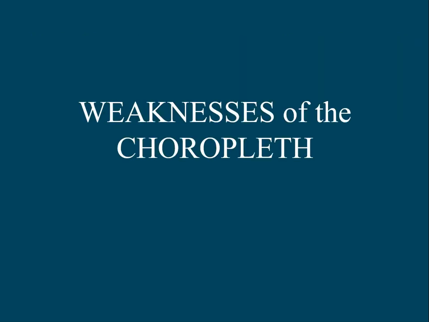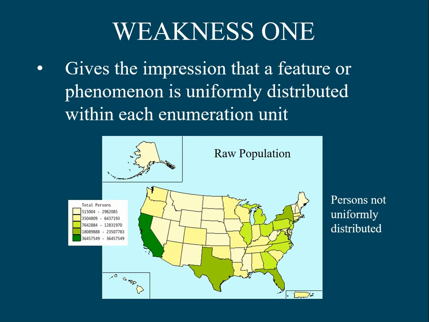All right, so next we're going to go into some of the weaknesses of the choropleth map. Choropleths typically give the impression that a feature or phenomenon is uniformly distributed within each enumeration unit. That's exactly what I was just saying with the whole voting pattern thing. The example right here is looking at raw population. Just looking at this, we're seeing, oh, California has the most people. It's got to be jam-packed, it's got to be insane. But places like Massachusetts, New Jersey, oh, they've got people, but not like California. But that's not true at all.